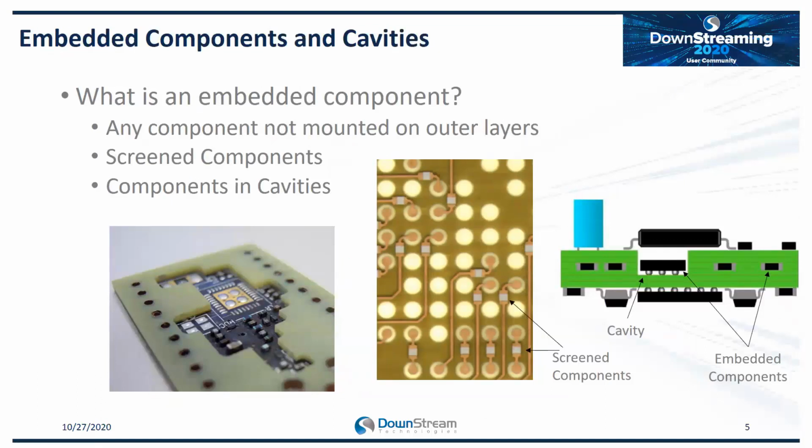What is an embedded component? So part of this update is we now respect embedded components. It's any component not mounted on an outer layer. So an outer layer in a standard rigid board, we all know that to be top and bottom. But when it gets into rigid flex, outer layers could be the outer layers for that stack-up zone. It may only be 2 layers that represent the flex core. Those are outer layers. So any component mounted on an outer layer, it could be a screened component on an embedded inner layer, or components even resting in a cavity.